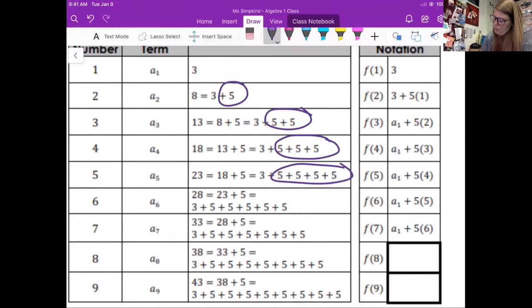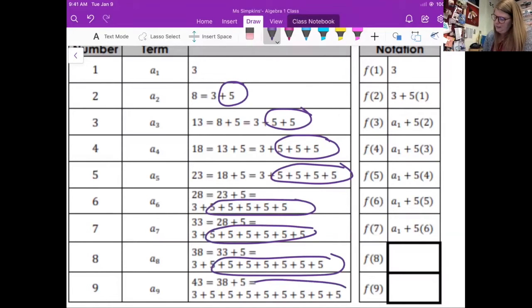To get to 28, we add 5 5s. Then we add 6 5s. Then 7 5s. Then 8 5s.